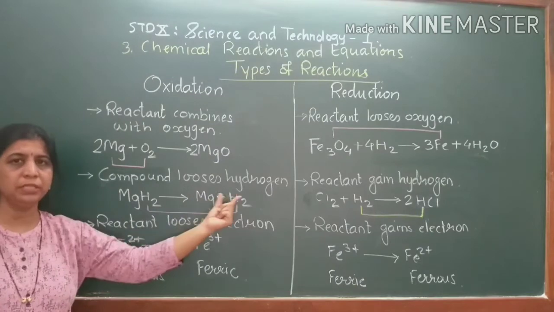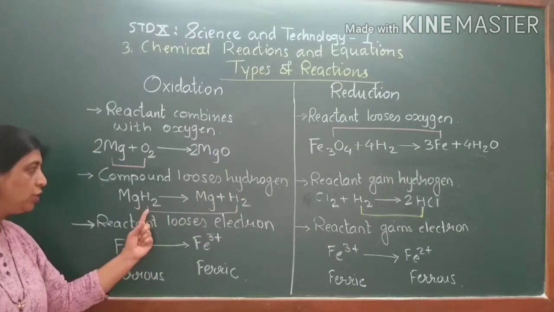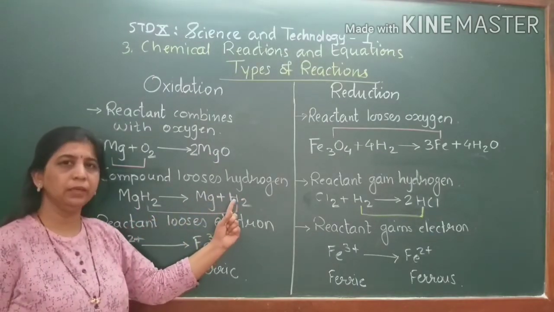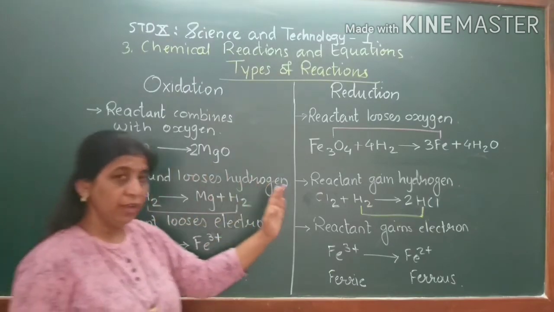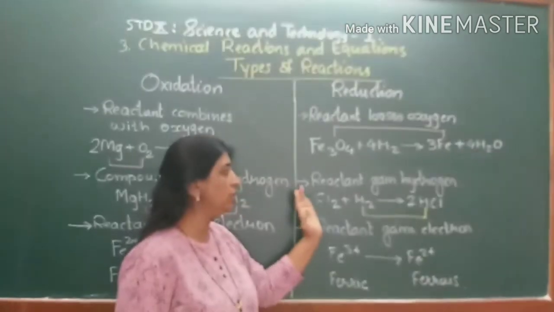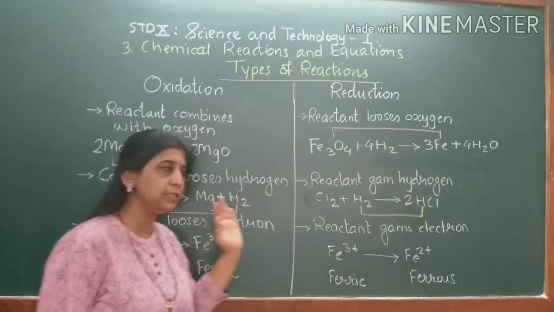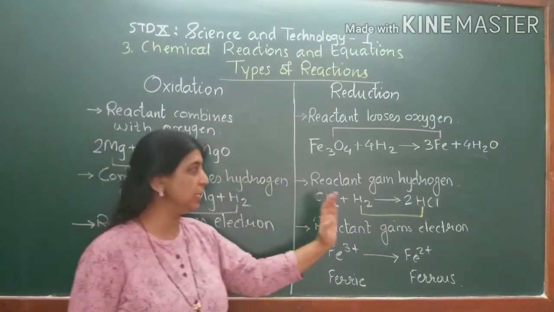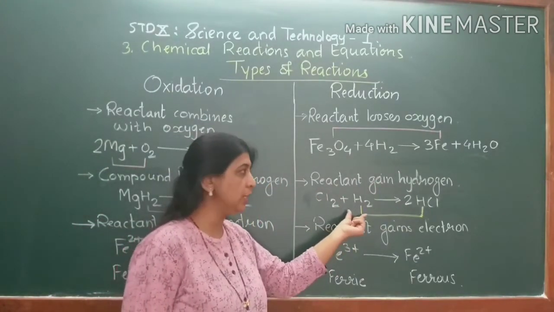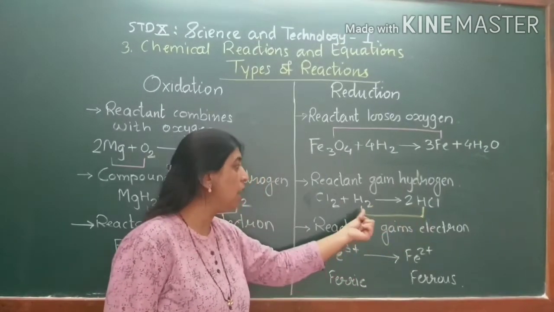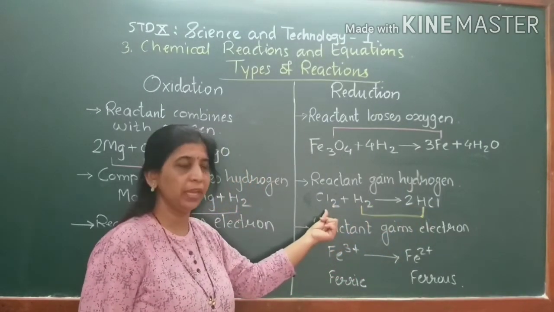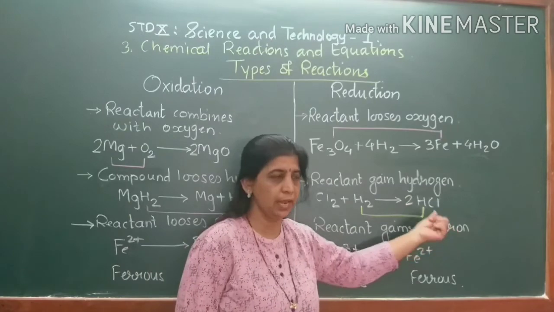MgH2 gives Mg plus H2. Here, hydrogen is lost by the reactant. Whereas, reduction is a reaction in which the reactant gains hydrogen, exactly opposite of oxidation. Cl2 plus H2 gives 2HCl. Here, hydrogen is gained by chlorine to form HCl.